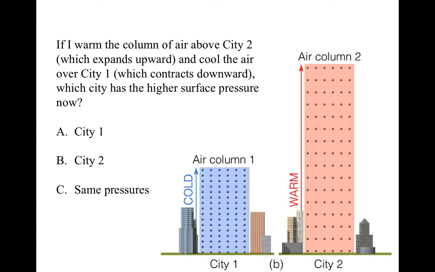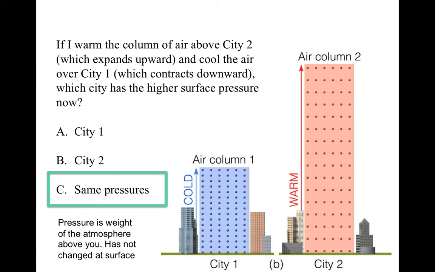If I warm the column of air above City 2, which makes the air expand upward because it has more energy to spread out now, and cool the air over City 1, which causes the molecules to move more slowly and contract downward, which city has the higher surface pressure now? Is it City 1, City 2, or are they the same pressure still? Well, the actual answer is the same pressures. So long as I have not changed the total number of molecules between me and the top of the atmosphere, the surface pressures stay the same.